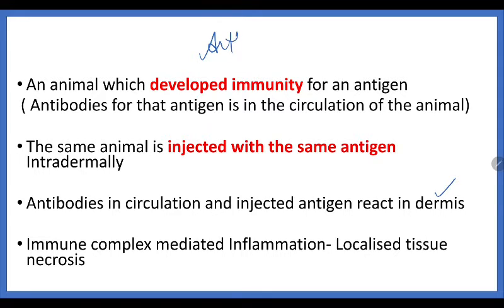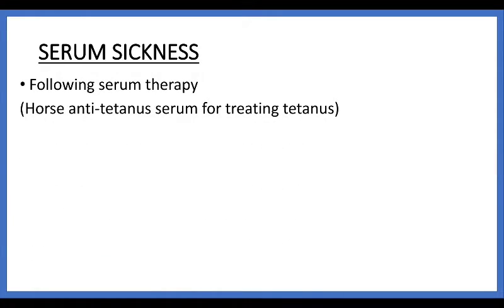This is what is called Arthus reaction, a type of type 3 hypersensitivity reaction. Now coming to what is serum sickness, as the name suggests, serum. If a person is treated with serum therapy, for example, if a person is suffering from tetanus, we will be giving the horse anti-tetanus serum.